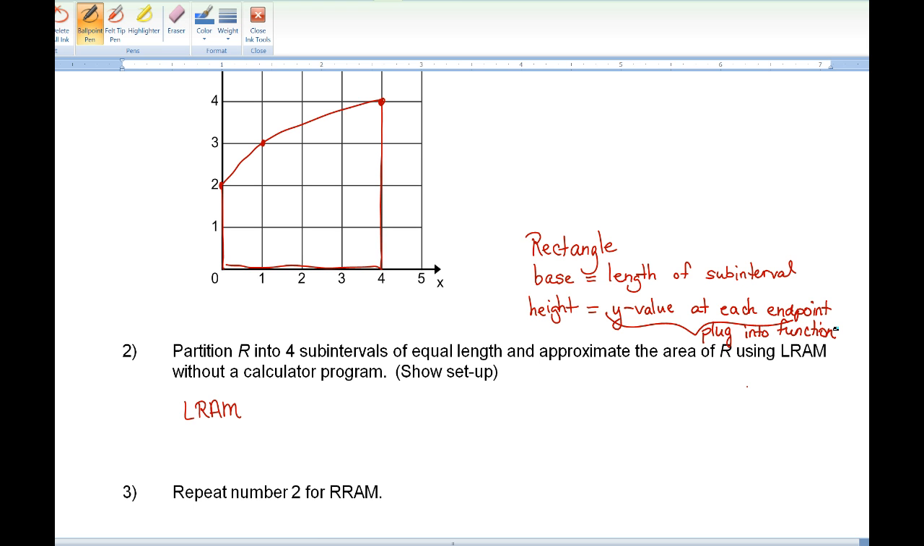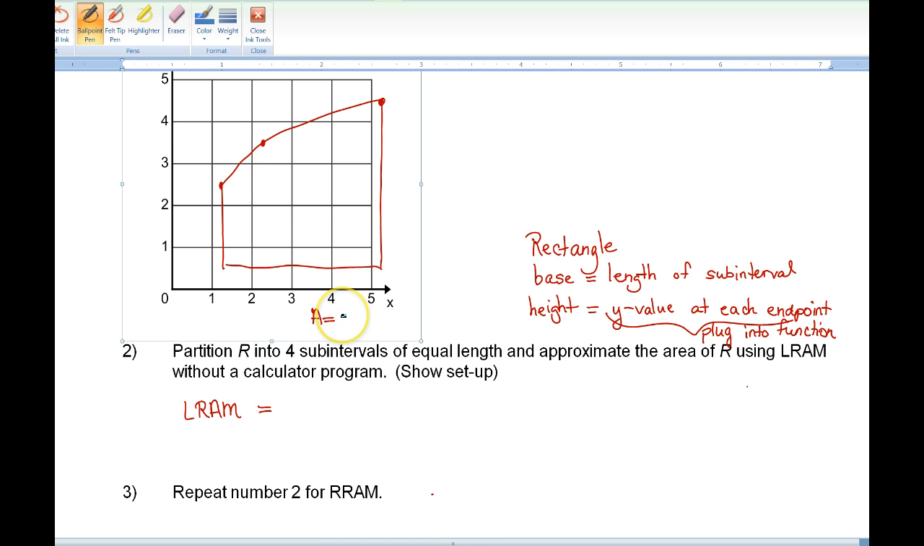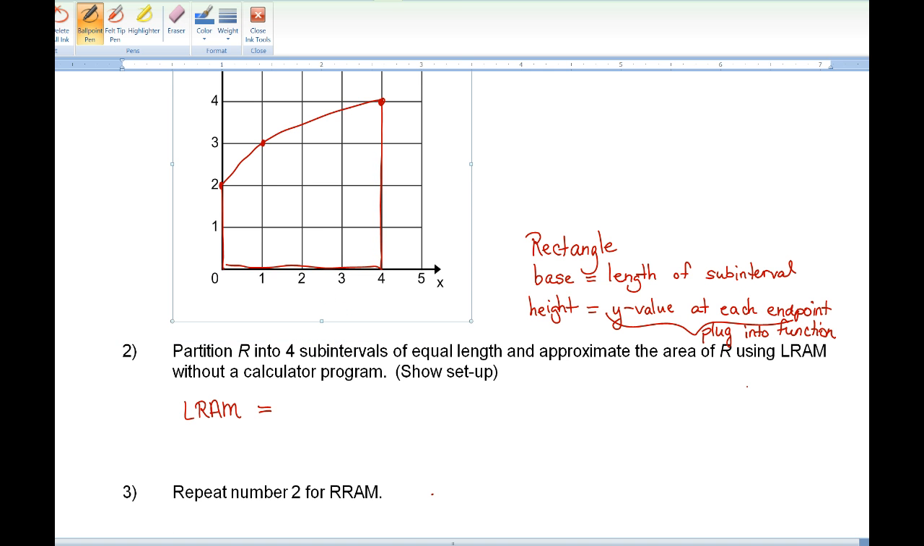Does that make sense? Okay, so LRAM. Base times height, right? Area equals base times height for these rectangles. In this particular example, each base is 1. So it's going to be 1 times the height plus 1 times the height. If you want, you can factor out that 1 in front. Does that make sense? I'll just write it out for the first one, and then I think you guys will be fine. So the base is 1.